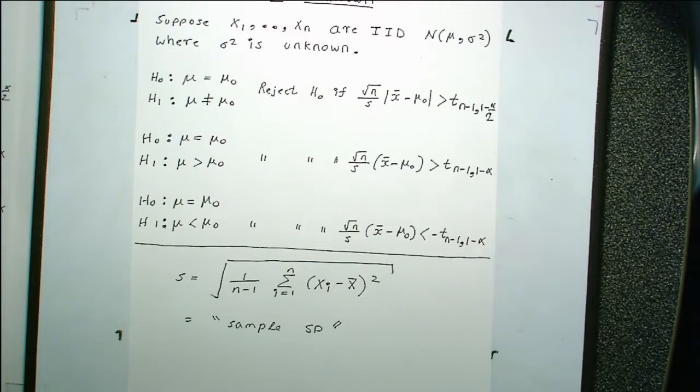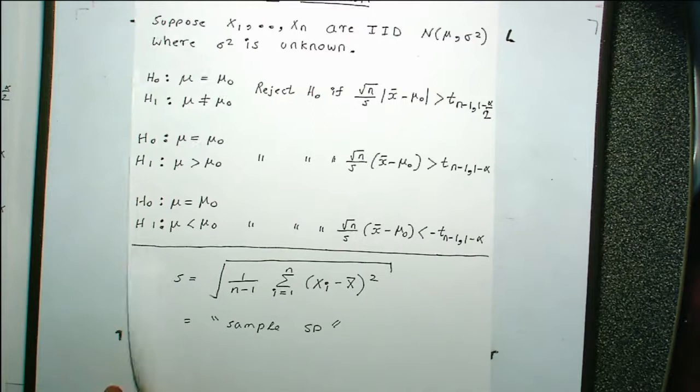These are the rules for rejecting when you have a random sample from a population with the variance unknown. Okay? All right. Next. The next one is this.